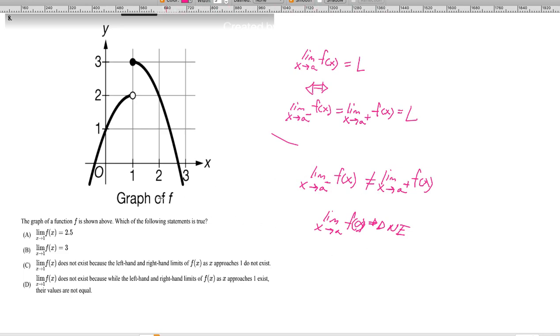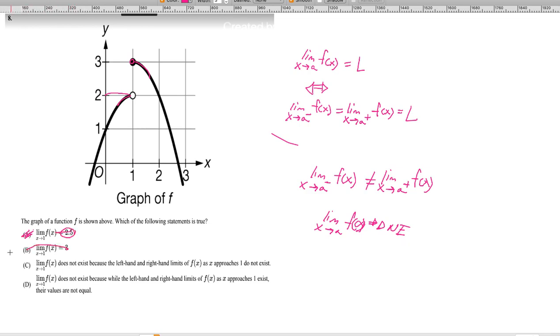So let's see what we have in this case, okay? I'm evaluating a series of statements. It's saying the limit as x goes to 1 of f of x equals 2.5. Well, if I look at the left-hand limit, as x gets closer and closer to 1, this value gets closer and closer to 2. And if I look over here at the right-hand limit, as I get closer and closer to 1 from the right, I get closer and closer to 3. So the left-hand limit does not equal the right-hand limit. So the limit as x goes to 1 of f of x doesn't exist. It definitely can't be 2.5.